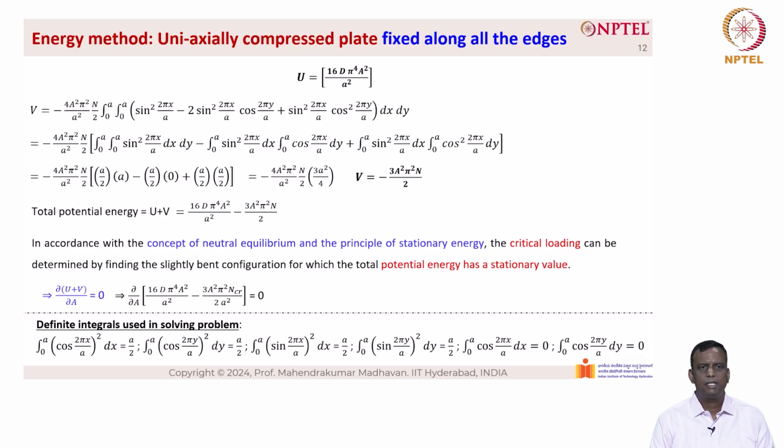So, when we differentiate a square, which is capital A square, we get 2a, and similarly when we do the simplification, we get 32 pi power 4 d by a square equal to 3 pi square NCR. Our objective is to find out the critical buckling load. So, NCR is equal to 32 into pi square d by 3a square. So, we get n critical equal to 32 pi square d by 3a square.